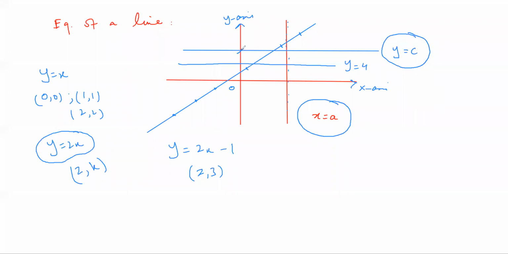This is your c, from which the line is passing through the y-axis. This is your a, from where the line is passing through the x-axis. Now, for the diagonal lines, the equation of a line is y = mx + c. You guys have been using this method in your O-levels.